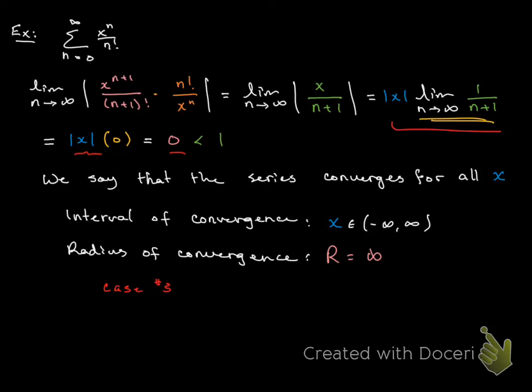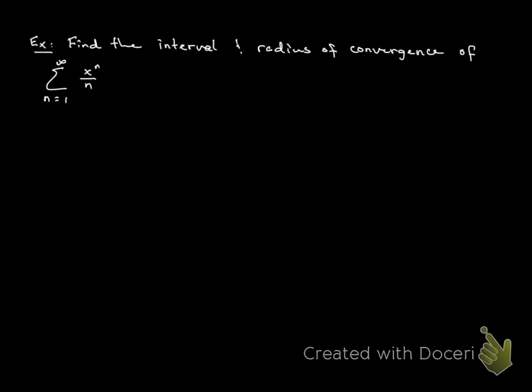But here is another quick example to illustrate something that we have to pay attention to. Again, I want to find the interval and radius of convergence of a similar power series. I've just taken away the factorial in the denominator. Something interesting happens here, and I want to talk about it. So again, I'm going to apply the ratio test rather quickly. The series looks like this.